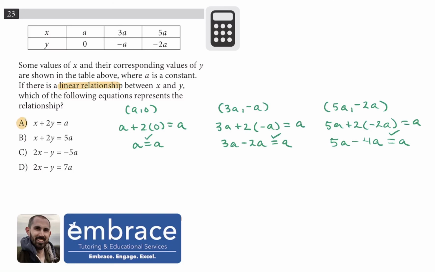So just know that if you're given the equations and you're given a bunch of points that should be on that line, those points are only going to satisfy one of the equations provided. Okay, so that gives us answer choice A.